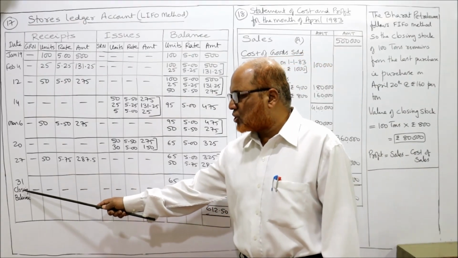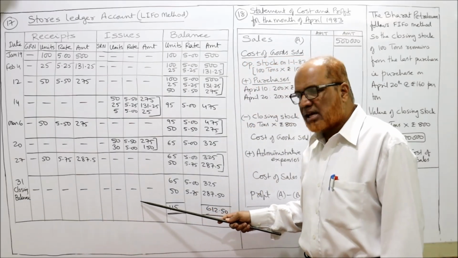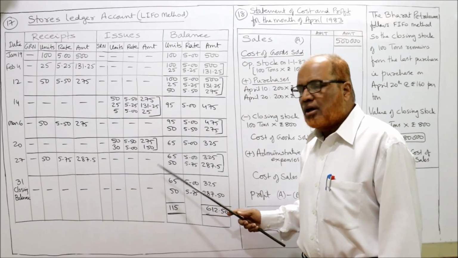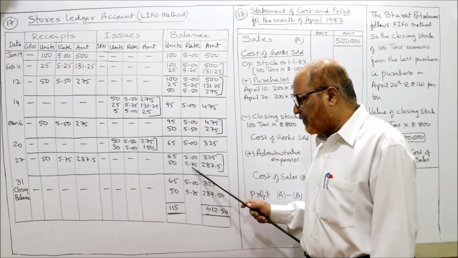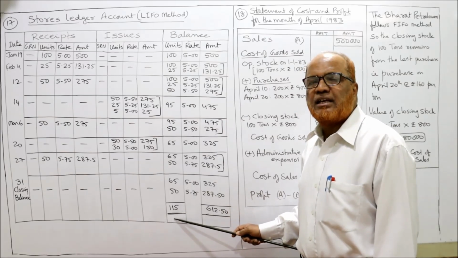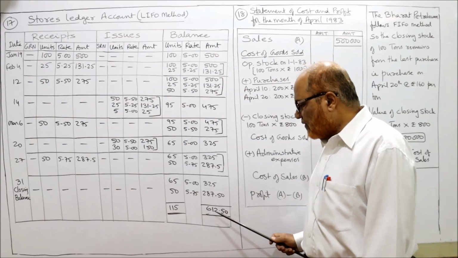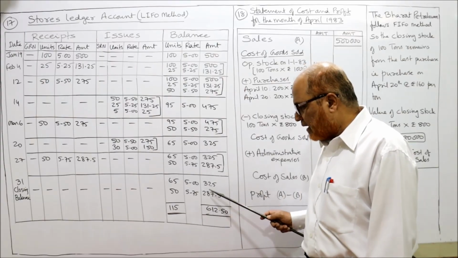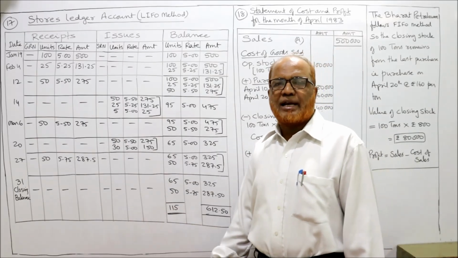The 31st March closing balance. So put a dash in the receipts column and put a dash in the issues column. Now balance 65, 5, 325, and 50, 5.75, 287.5. Take the total: 115 tons is the closing quantity and closing value is 612.5. Add up these two, you will get 612.5. That's all. This is the store's ledger.